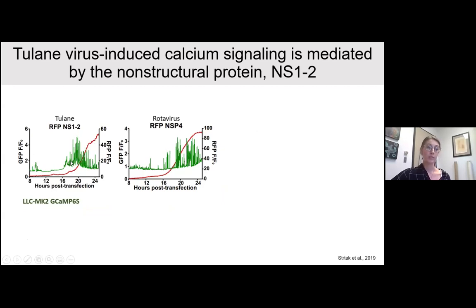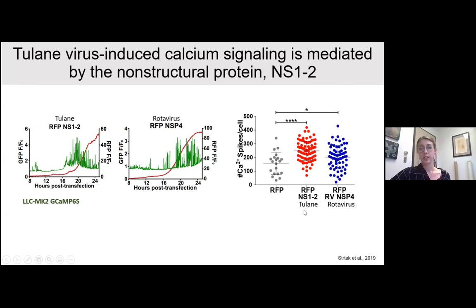Ali then went on to show that the onset of these calcium signaling dynamics seems to coincide with viral protein expression. So here we're tracking expression of the non-structural protein NS12 in red. And we can see that the onset of these calcium spikes or these calcium signals really coincides with NS12 expression. And this is the case for other known calcium conducting viroporins, like I mentioned for rotavirus NSP4.